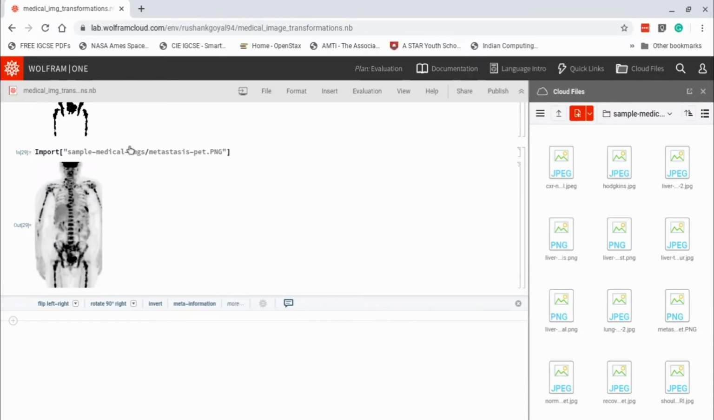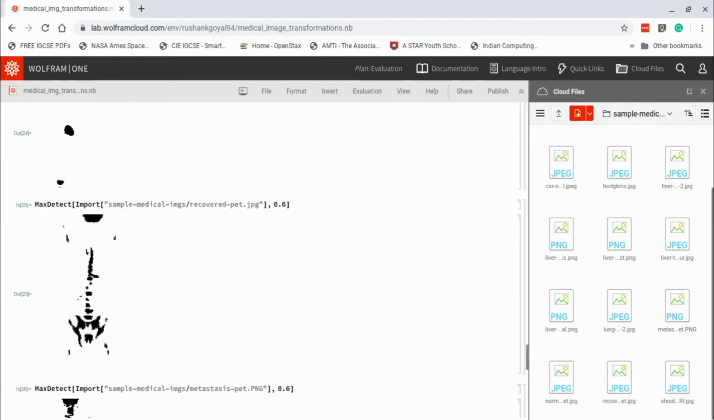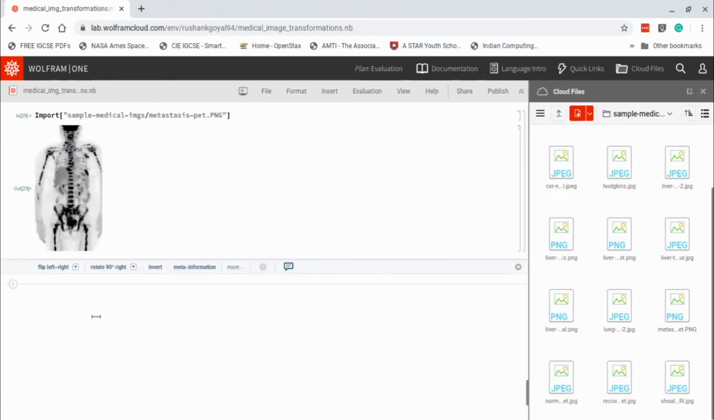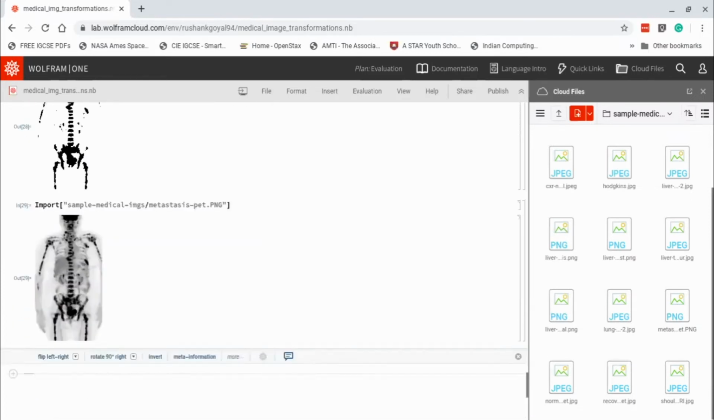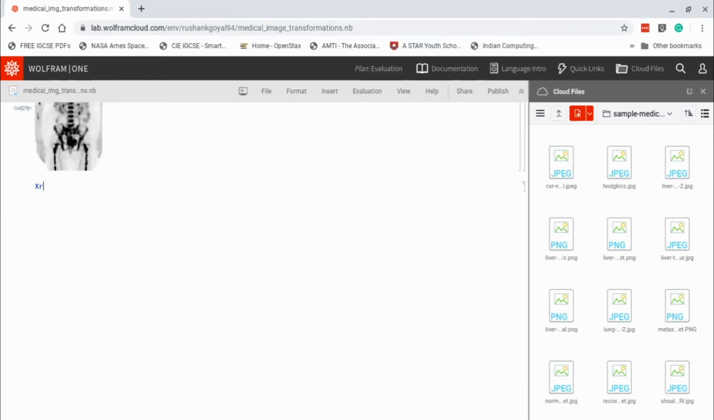Nice. That makes sense. Okay, so that basically finishes up the PET scan. Should we move on to X-rays? Sure. Go for it.